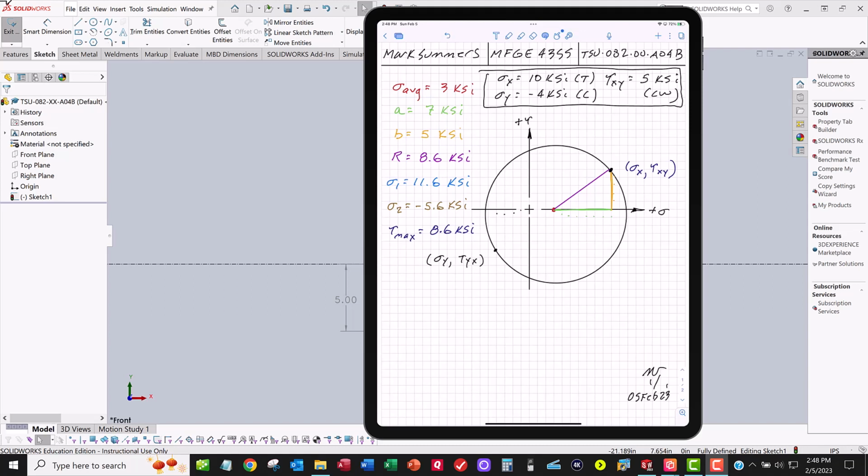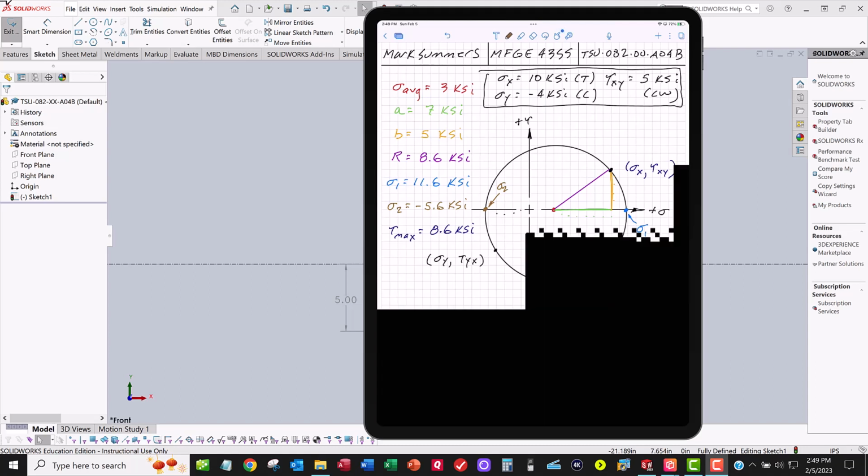Now we can start picking out these other values. Sigma 1, primary principal stress number 1, is this blue color. So sigma 1 is going to be right here, and that's about 11.6 ksi. You can count over from the origin. And then this brown color down here is sigma 2, which is going to be the minimum principal stress, which is right here. That's negative 5.6 ksi.